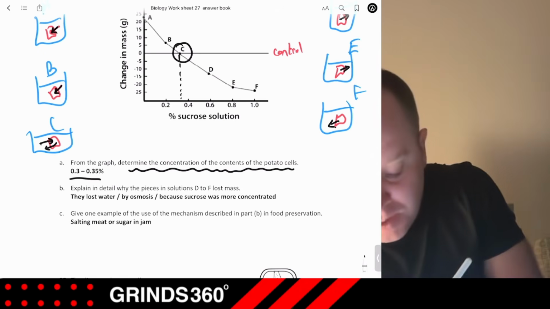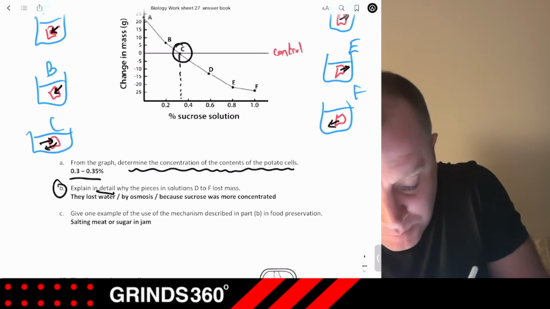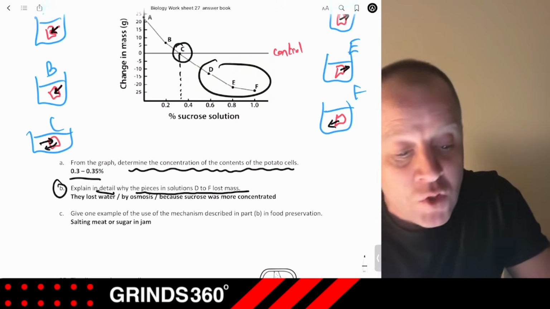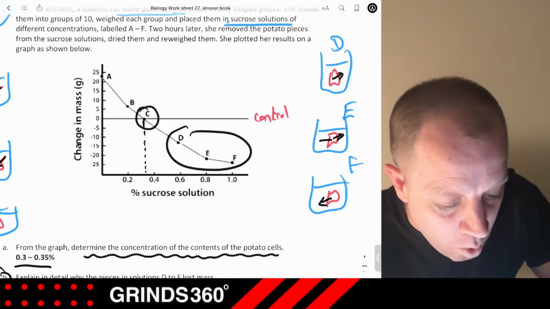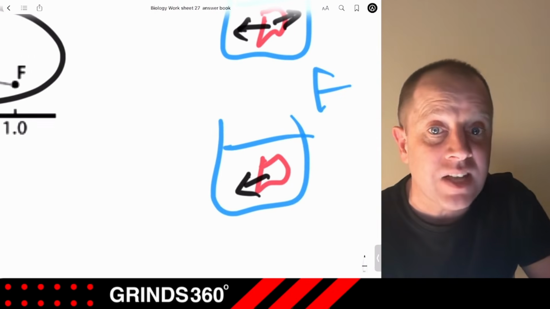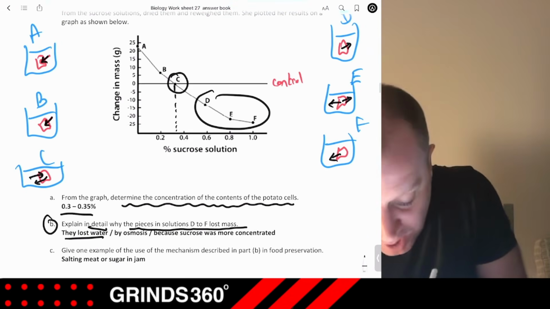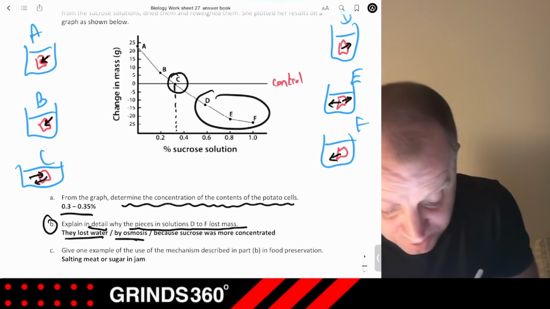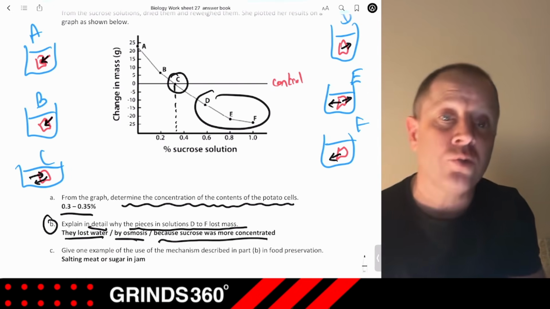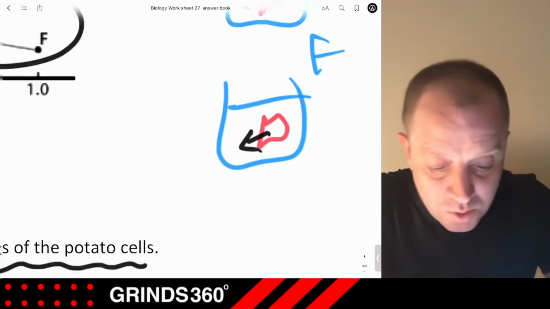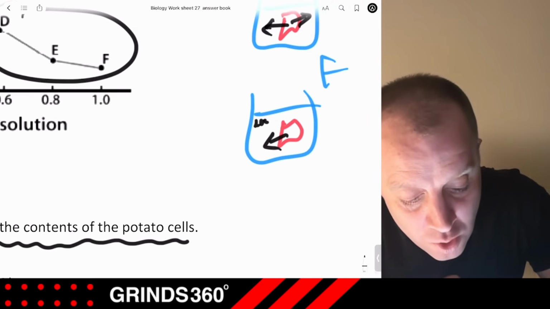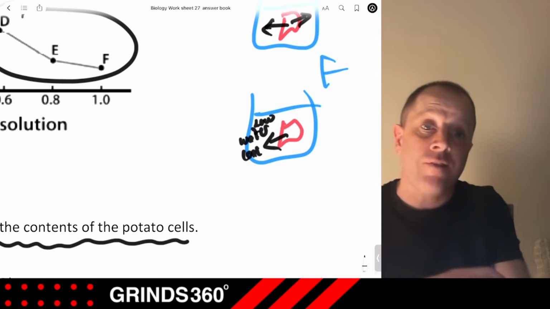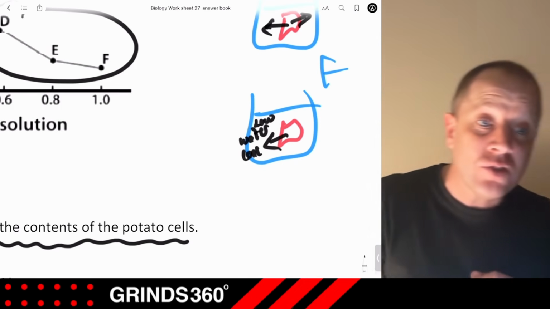Now look at this here. Look at part B. Explain in detail why pieces of potato in solutions D to F lost mass. Well, they lost mass because water left those potato cells by osmosis. They lost water by osmosis. Now that got you full marks, but if you want to know why: because the sucrose solution was more concentrated, it had a lower water concentration. So therefore, water moved out into the solution.